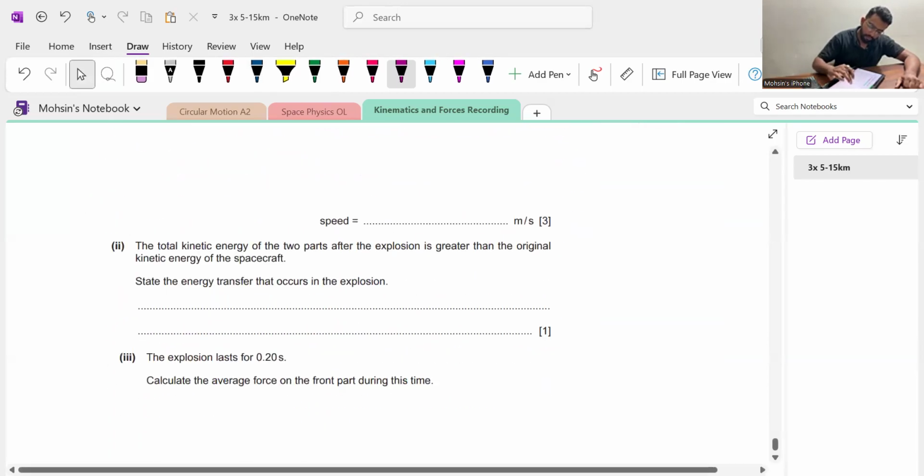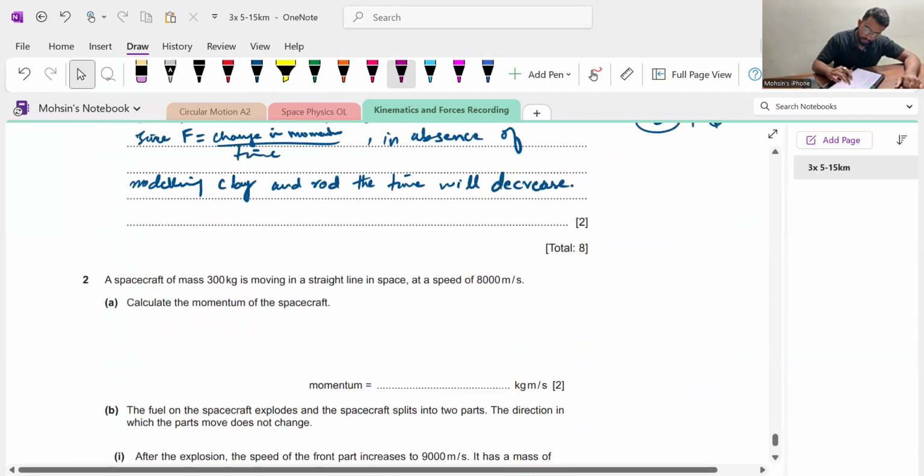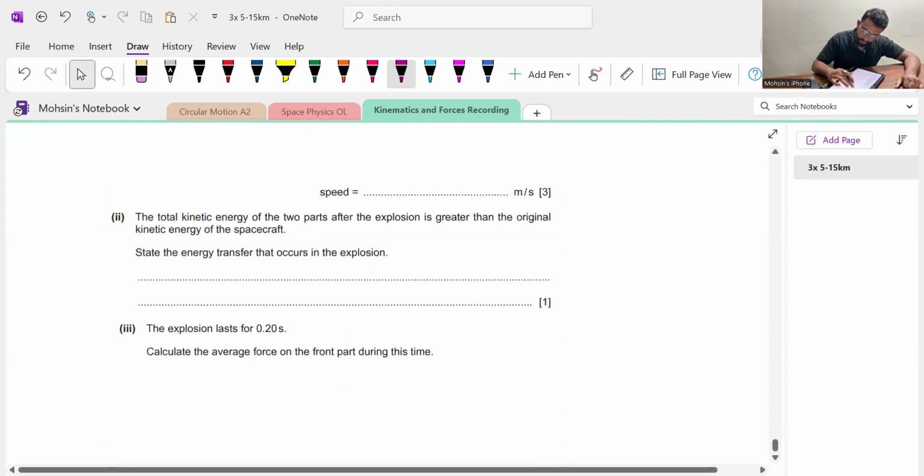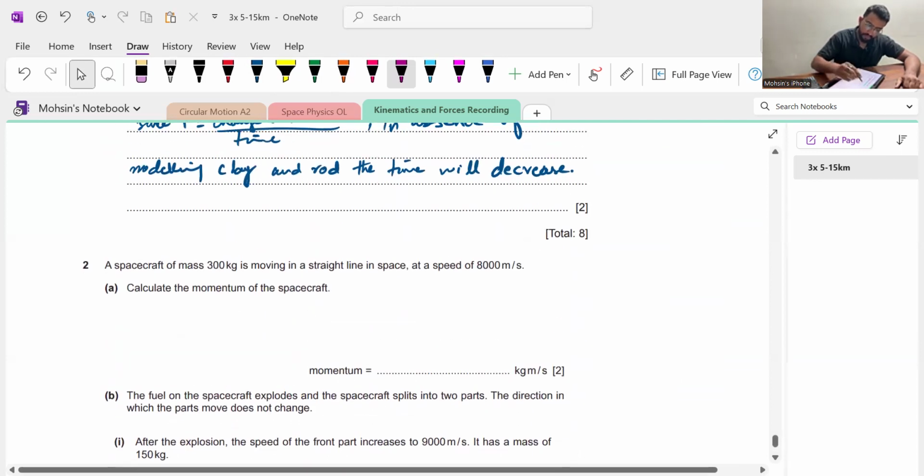Now, this is the last question. I don't know, let me check the year. I got it. This is the question from paper 2, variant 2, October, November 23.